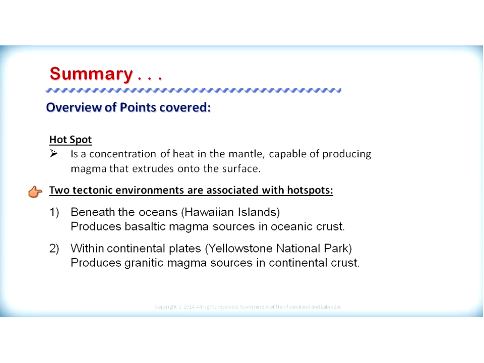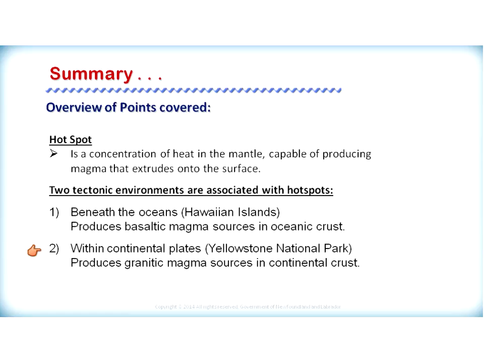There are two tectonic environments that are associated with hotspots and intraplate volcanism. The first environment is beneath the oceans. As such, with the Hawaiian Islands, if a hotspot is located beneath the ocean, it produces basaltic magma sources in the oceanic crust, which rises and forms volcanic islands which are rich in the basaltic magma composition.